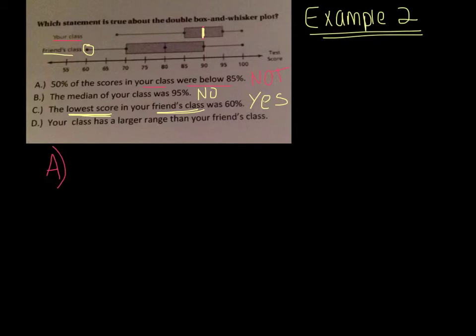So let's read D. It says, your class has a larger range than your friend's class. Well, remember, your box plot shows you the range. If we look at our range, which is from here to here, and your friend's class's range, which is from 60 all the way up to 100, their range is 40, your range is only about 32, their range is bigger. So D is not true. Your class does not have a larger range than your friends. So we've confirmed that C was our correct answer.